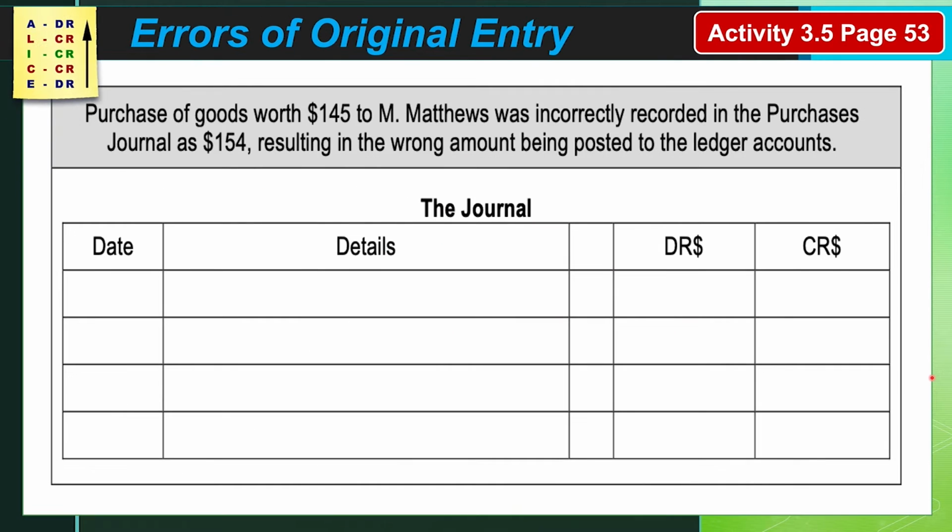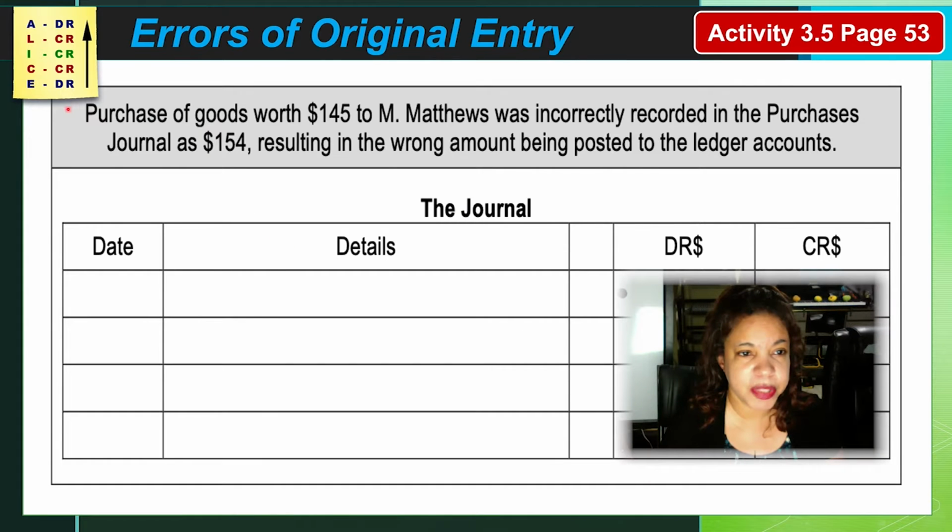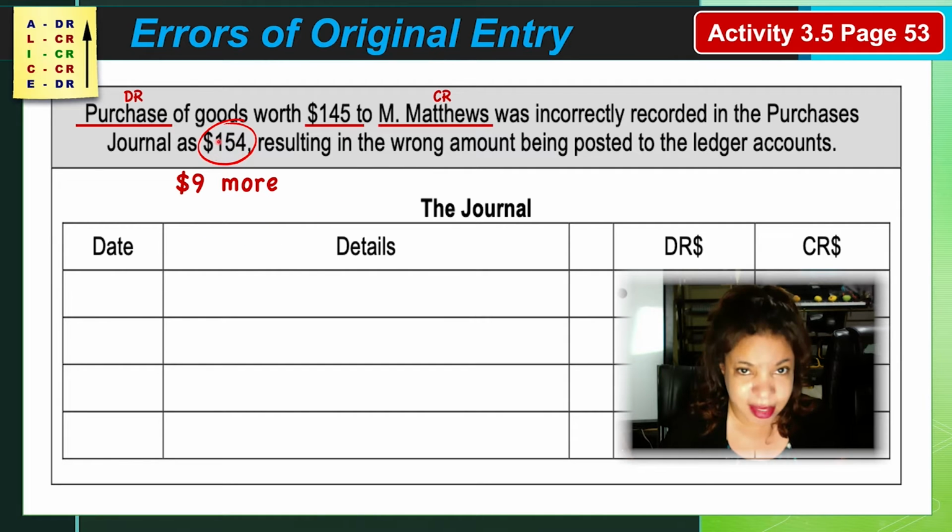If it is more, so we have purchase of goods worth $145 to M. Matthews. This is your correct transaction. So that will be purchases, M. Matthews. Purchases would be a debit as it's an expense. M. Matthews will be a credit. And therefore, the correct amount, 145. So we compare the incorrect amount. It is more this time.